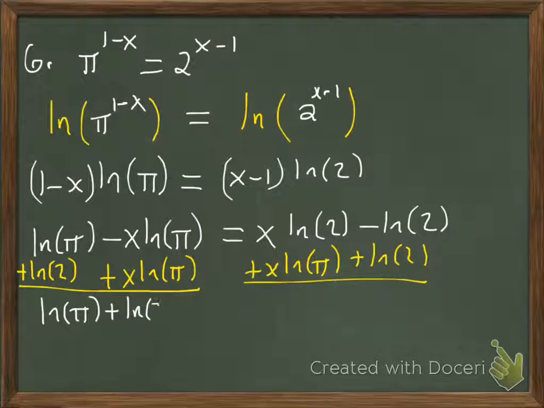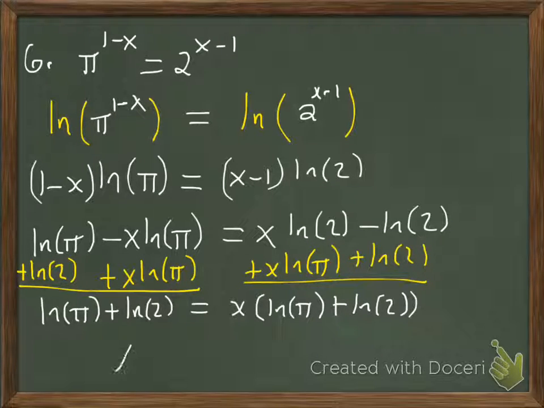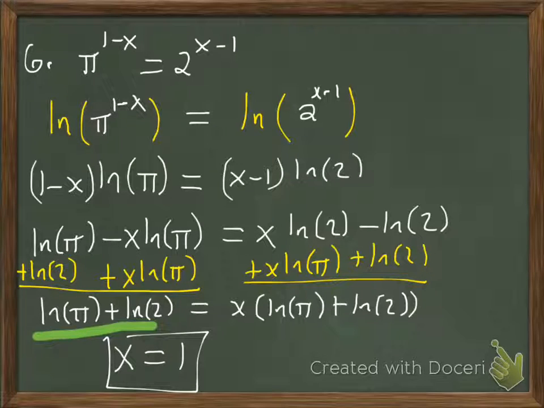And on the right hand side, everybody has an x. We're going to factor out an x, ln of 2 plus, or doesn't matter, ln of pi plus ln of 2. So the order doesn't matter. And then what we're going to do is divide both sides by ln of pi plus ln of 2. Well, that's what you got to go over here. So when you divide them, you're just going to get 1.